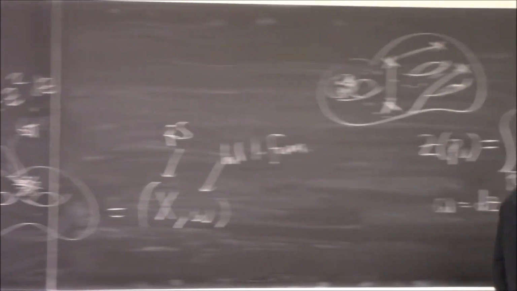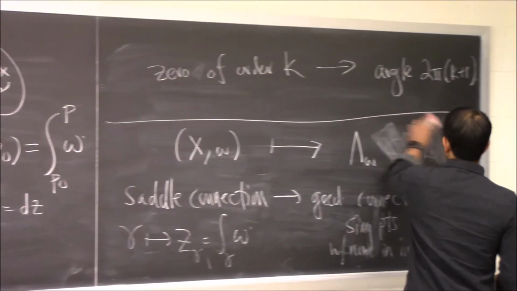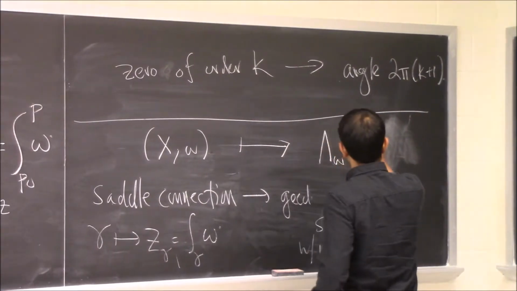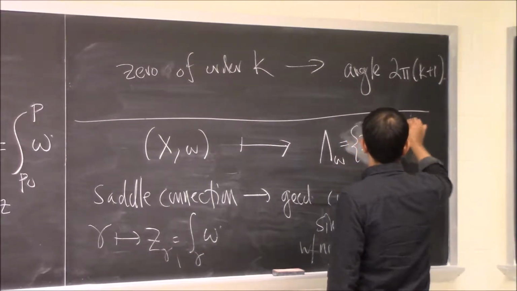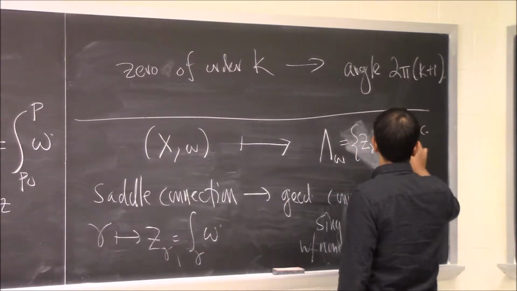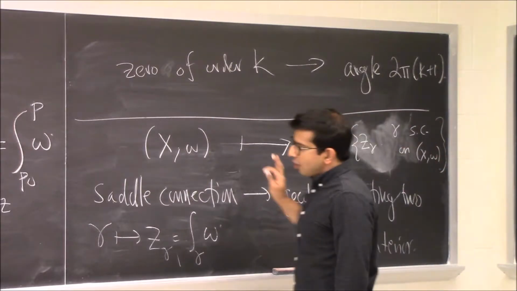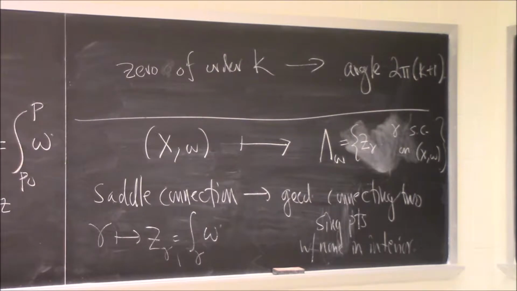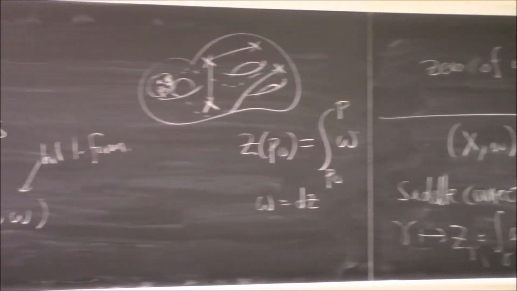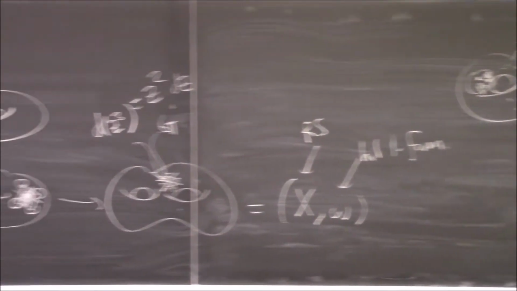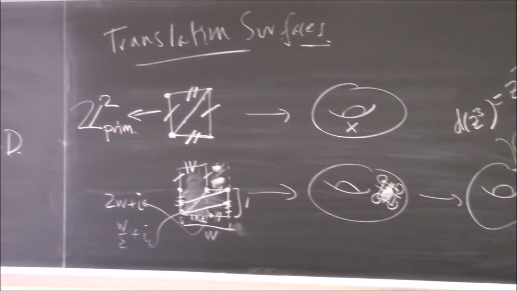So this set lambda omega is going to be the set of holonomy vectors of saddle connections gamma, a saddle connection on x omega. I'm going to alternate between thinking of this as in C and thinking of this in R2. This is kind of the picture we go back and forth.